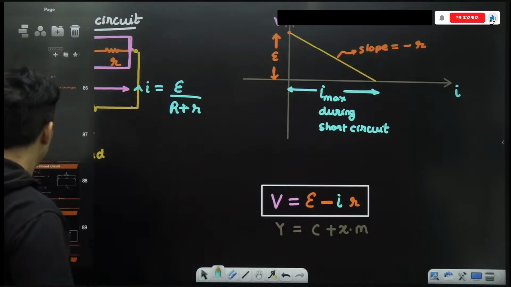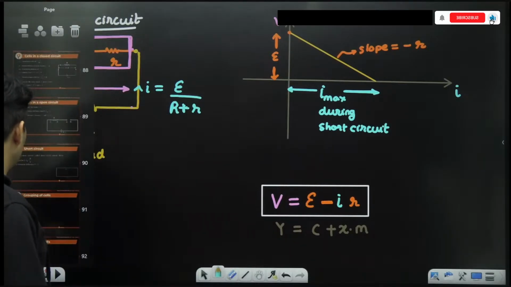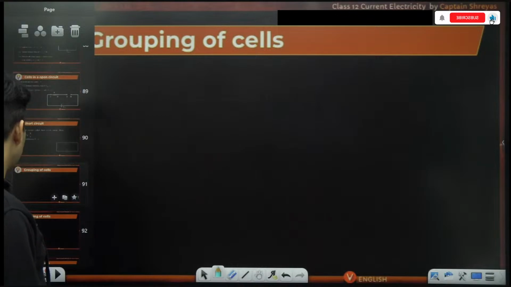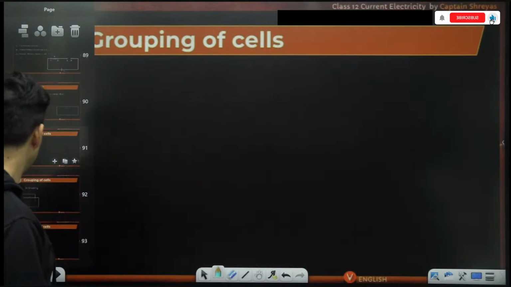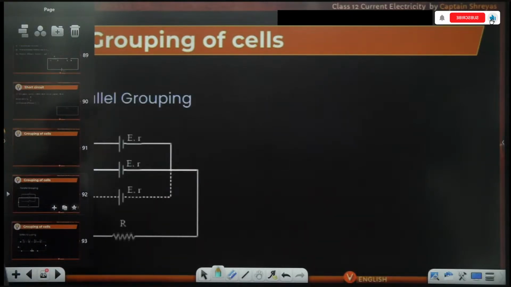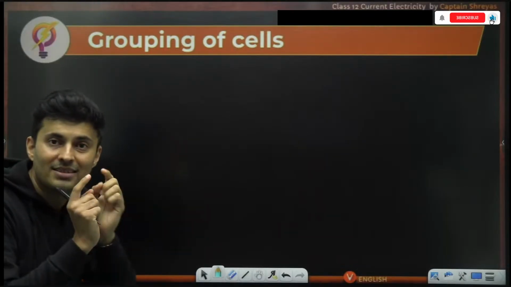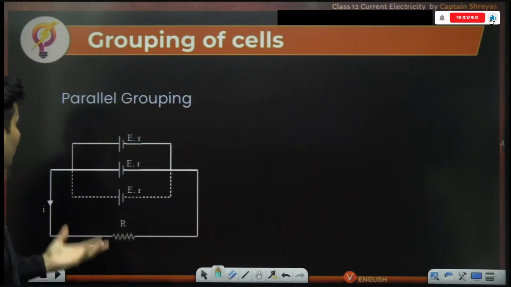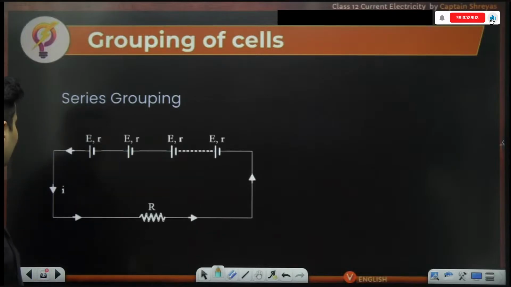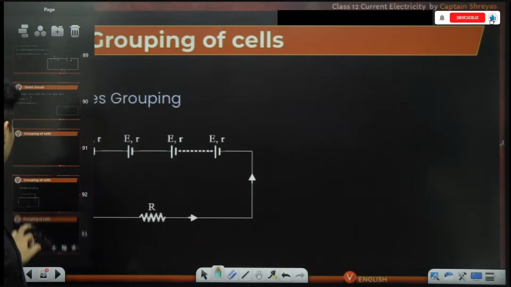Okay. Sir, can we combine these batteries also? Can we group these cells into series and parallel? Definitely. We can group these cells into two particular combinations. We can combine these cells into one single cell in two different combinations. One is parallel and the other one is series. So first let's start with the series grouping.